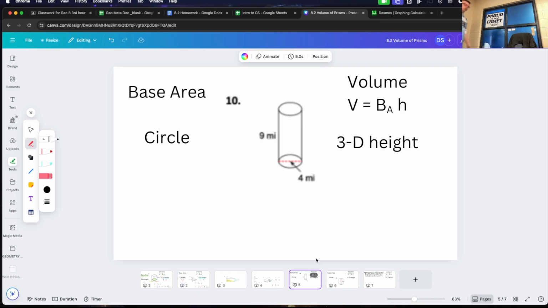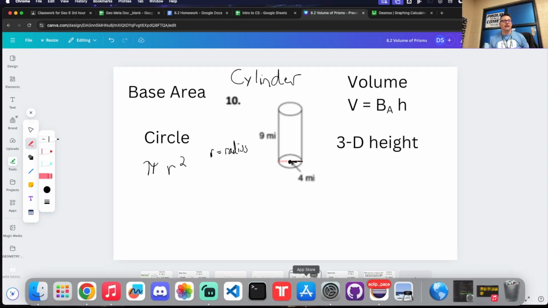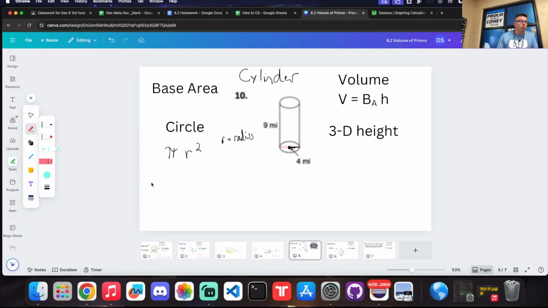And I always want you in your brain to say soup can. You should always be thinking of a soup can when you think of a cylinder. Think about the top of the soup can, the bottom of the soup can, and then there's a height associated with how big your soup can is. Now, for our area of a circle, it's not changing. It's pi r squared. R being the radius, and the radius being from the center of the circle out to one of the sides. Now, this is not what this says.